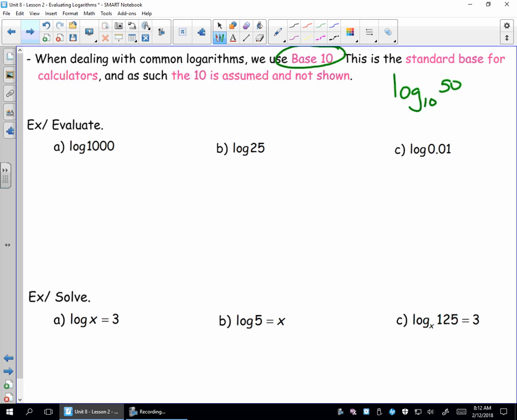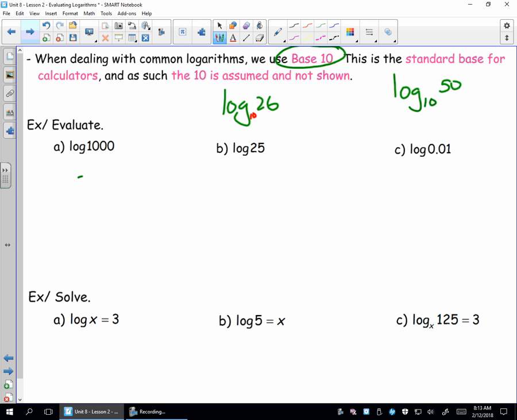Our calculator is only programmed for one base. If you don't see a base, you just see something like log of, I don't know, 26. The 10 is assumed. It's not shown, but if there's no base shown, we assume there's a little 10 right there. That's kind of our standard notation. So if you come across something like letter A here, log of 1,000, there's no 10 showing, we know it's a 10, that's our standard base. These are things you can use your calculator with.